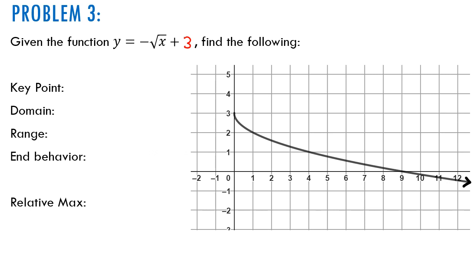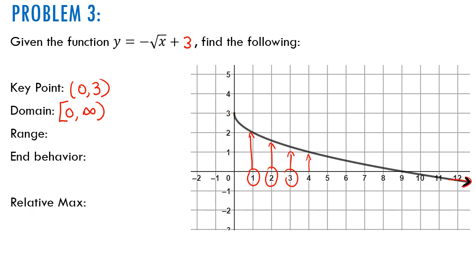All right, so for this round, they want to know the key point. The key point is right there at 0, 3. It's our starting point. It's where the graph starts. Our domain, once again, since the graph starts here, we're starting at 0. We're using 1. We're using 2. We're using 3, 4, 5. The graph keeps going forever to the right. So we are starting at 0 with a bracket and going to infinity.